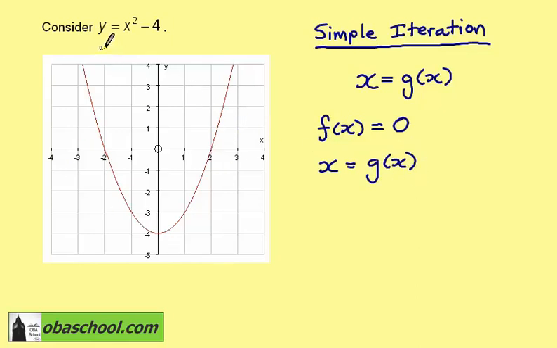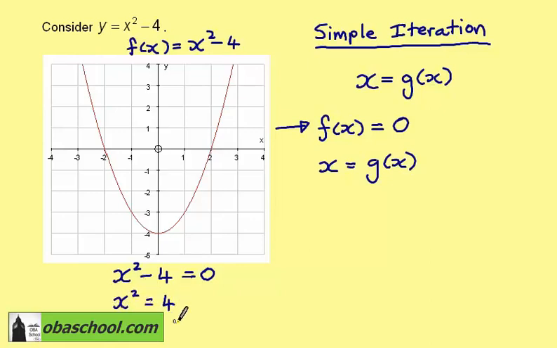Let's consider this graph as an example. We have y equals x squared minus 4, so f of x here is x squared minus 4. If we're interested in f of x equals 0, that means x squared minus 4 equals 0. That's this form. We can manipulate it to get this form. x squared is equal to 4, and then divide both sides by x, giving x equals 4 over x. So our g of x here is 4 over x.